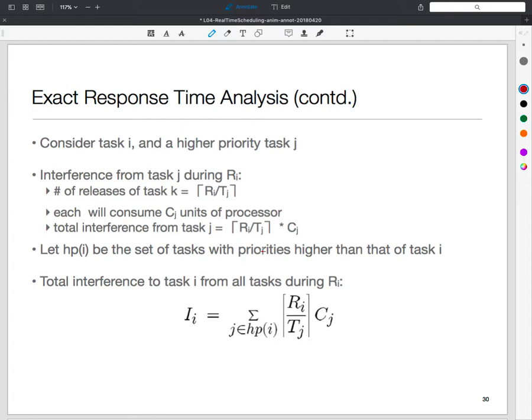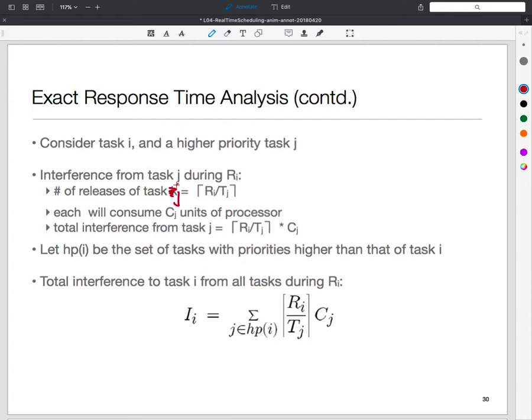In particular, the number of times a particular task, this should be j, the jth task will come is R sub i over T sub j, and the ceiling of that. The reason for the ceiling is because we also have the very first time. So in the time from the arrival of task i to the finish of task i, j can occur this many times: ceiling of R sub i over T sub j.